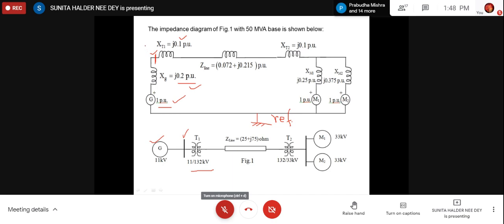Now obviously on this side the base voltage is 11 kV and on this side the base voltage is 132 kV, right? So in that way, if we want to calculate the actual quantity, we can calculate. And we can always see this from the single line diagram. We can check which side has which value.